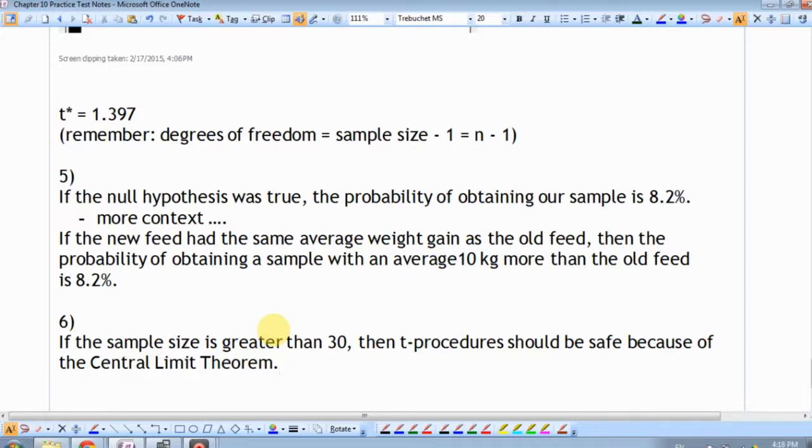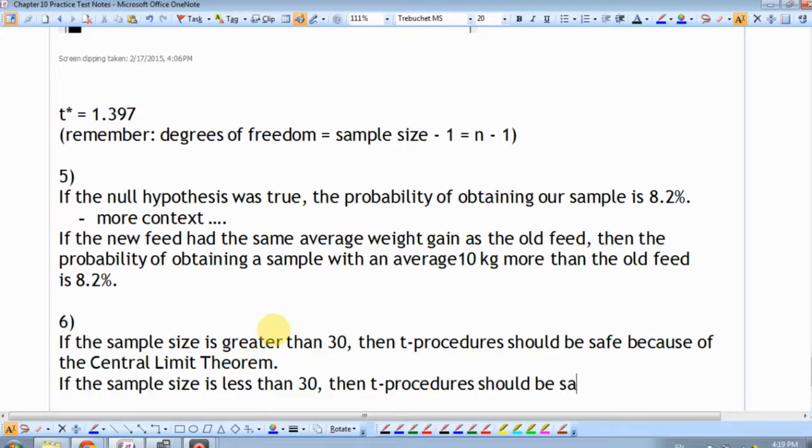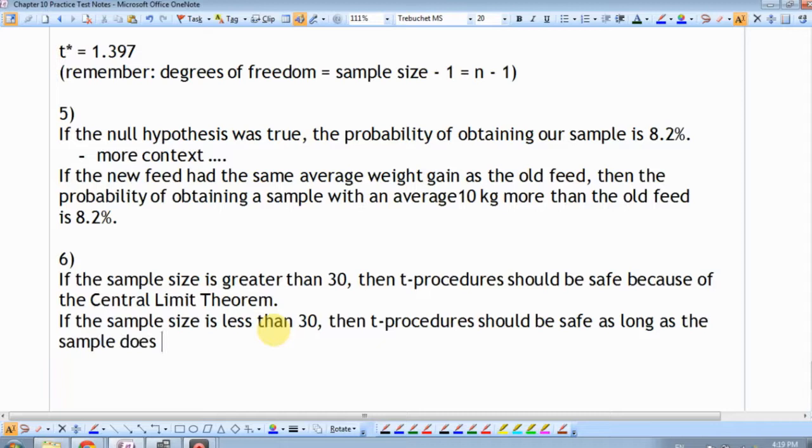Failing that, if the sample size is less than 30, then T procedures, how do you know it's 30? That's just a rule of thumb. It's only going to be 30 for the central limit theorem, yeah. T procedures should be safe if it's normal, as long as the sample does not contain outliers.